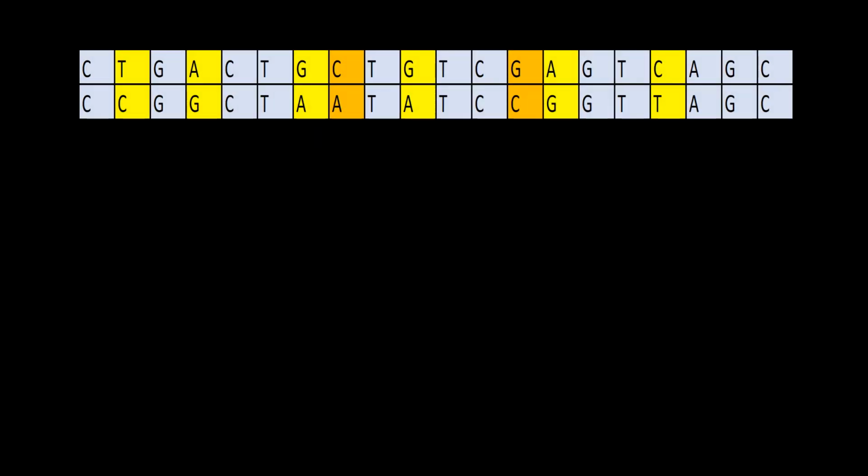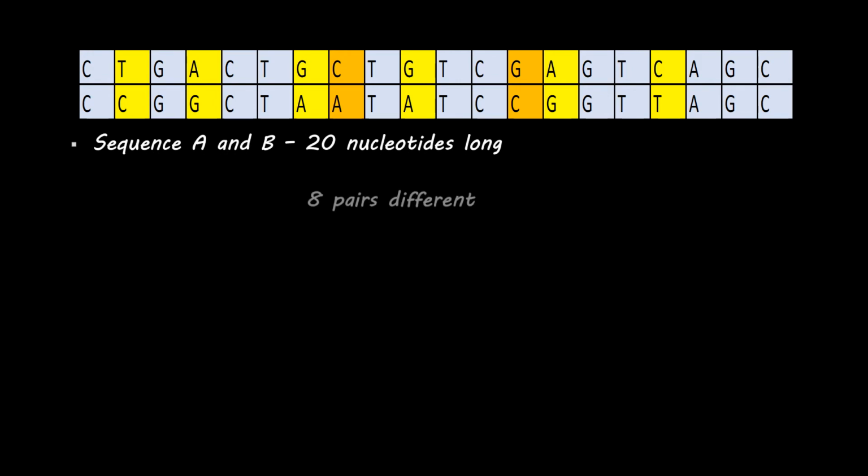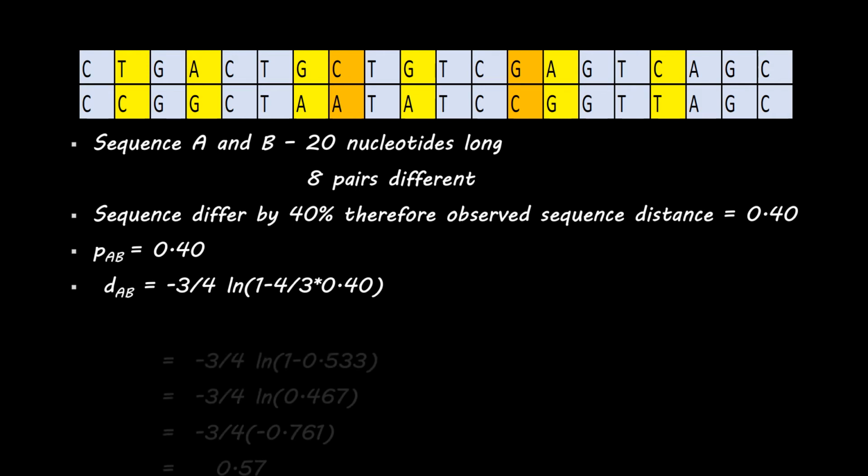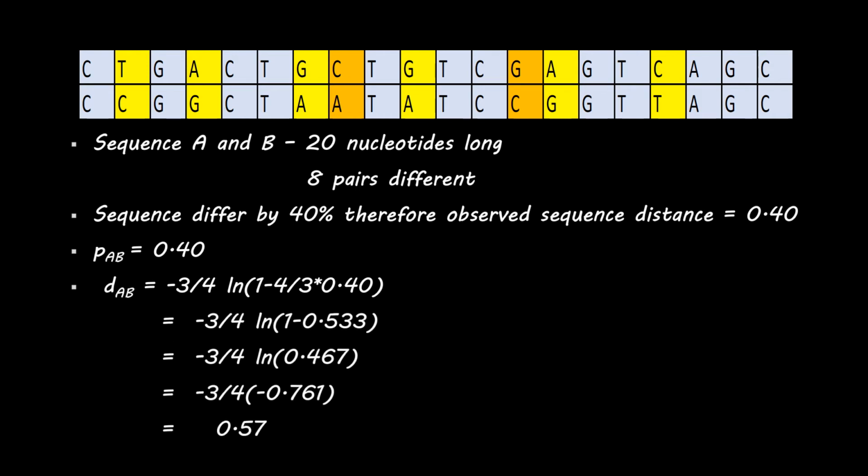So if we have this example here, we have two sequences, sequence A and B. They are 20 nucleotides long. 8 pairs are different, which are marked in yellow. Sequences differ by 40%, therefore observed sequence distance is 0.40. So P_AB is 0.40. Then we can calculate the evolutionary distance by the formula which was provided before. This is how we can calculate the evolutionary distance.